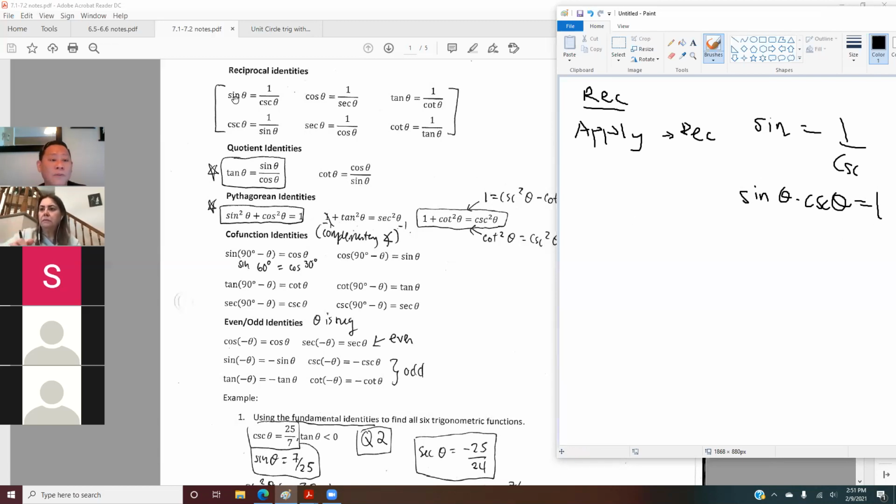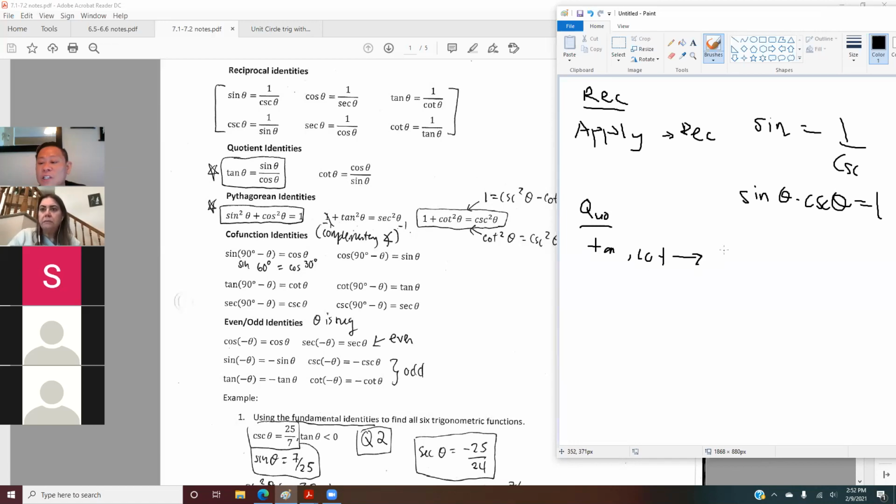So that means that if you see this identity is not fixed, you can actually perform solving. You can move the cosecant theta here, you can move the sine theta there. So you can actually move things around here. So this is the usual reciprocal, when you have sine and cosecant, those are reciprocal to each other. For quotient, you have tangent or cotangent.